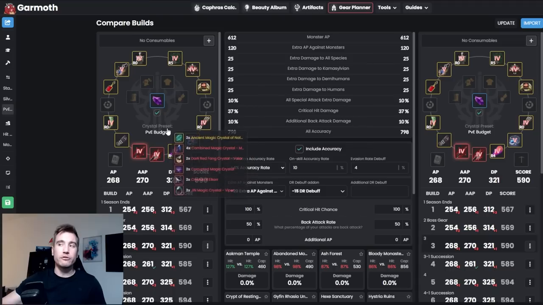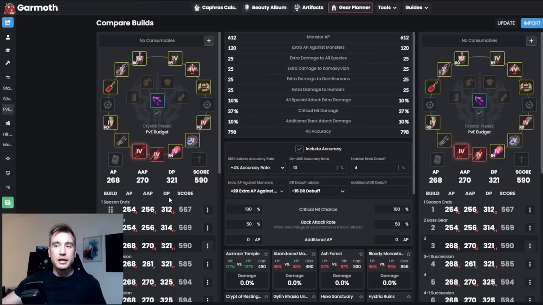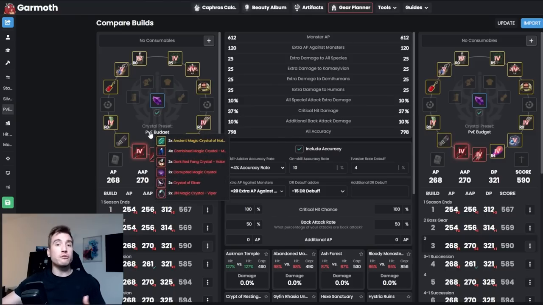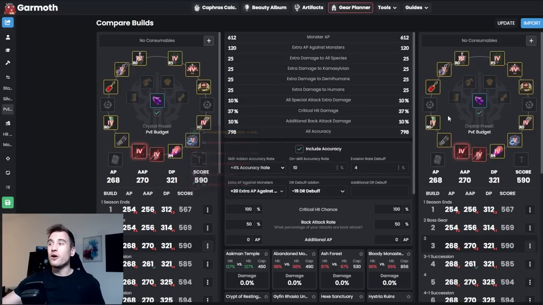So this is the two same builds. It's part of my gearing guide. So I just took a lower AP threshold. We got some black stars on, etc., etc. We have my budget crystal setup. My crystal guide will be in the description on both setups.